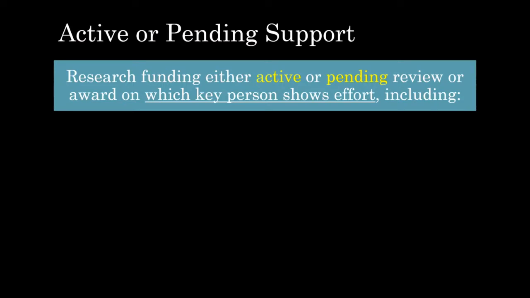So active and pending support is research funding that is either active or pending, which means it's pending a review or an award on which a key person shows effort. Now, keep in mind your PI is going to be the best one to determine what his or her actual pending support is. So always review the pending support with your PI to ensure that the grant is still pending, that it is pending either a score or maybe a notice of award is coming in.